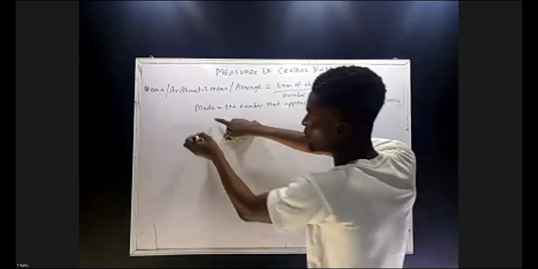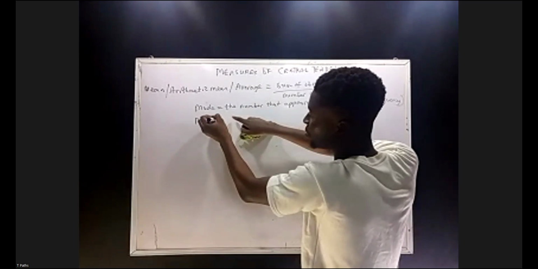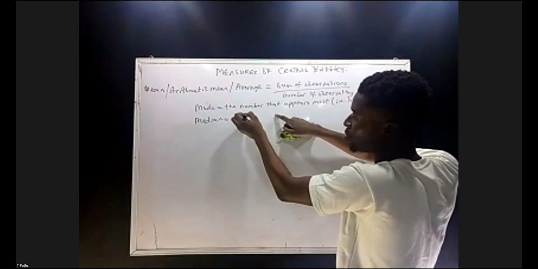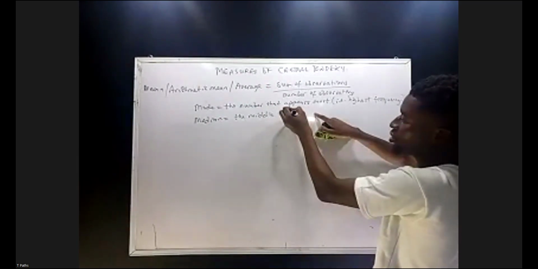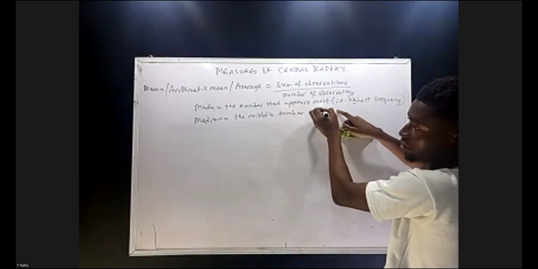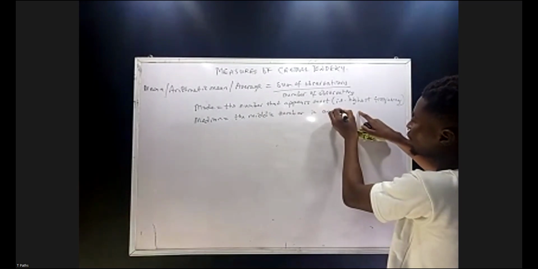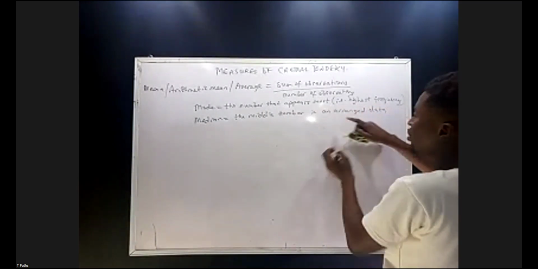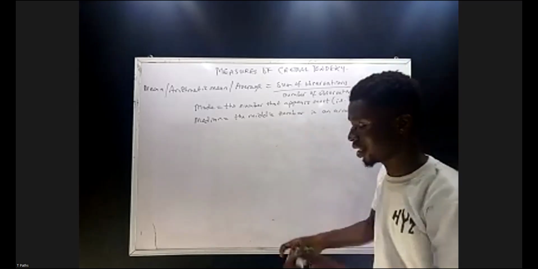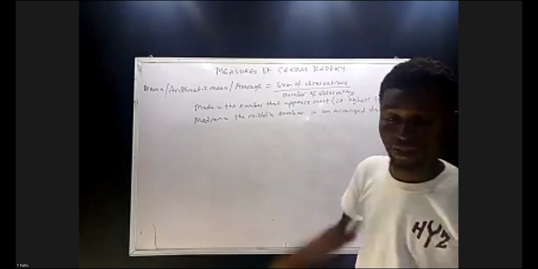And the last one is what? My median. My median is what? The middle number. The middle number in an arranged data. The middle number in an arranged data. Now, let's look at some questions under this.